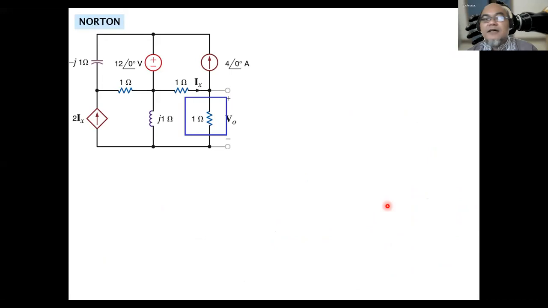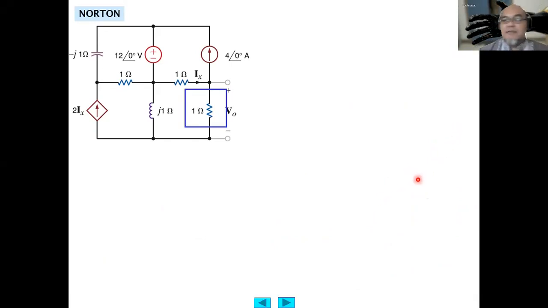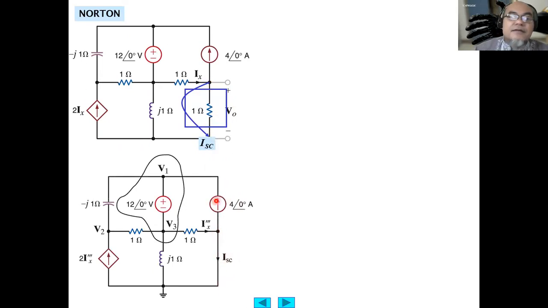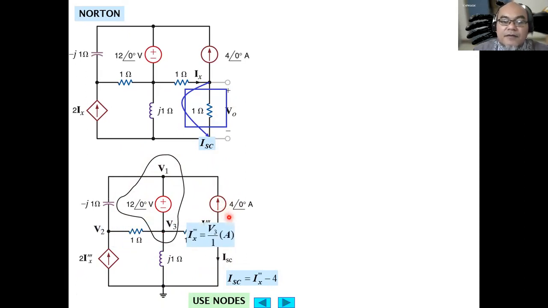Okay, now let's try using Norton's theorem to solve the same circuit. First we have to calculate the short circuit current across this resistor. So you put a short like this, and we solve using node analysis. We make a supernode around the independent voltage source. The I short circuit equals I triple dash X minus 4 ampere.